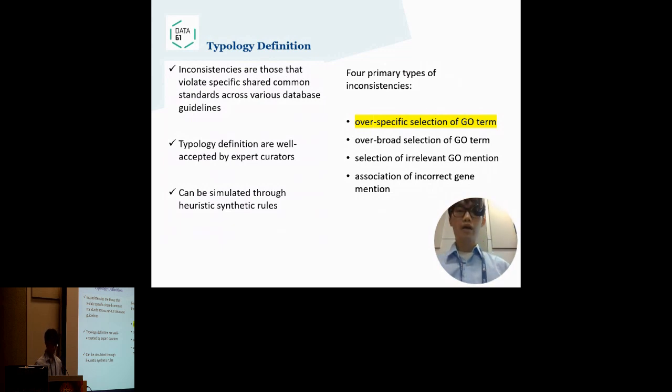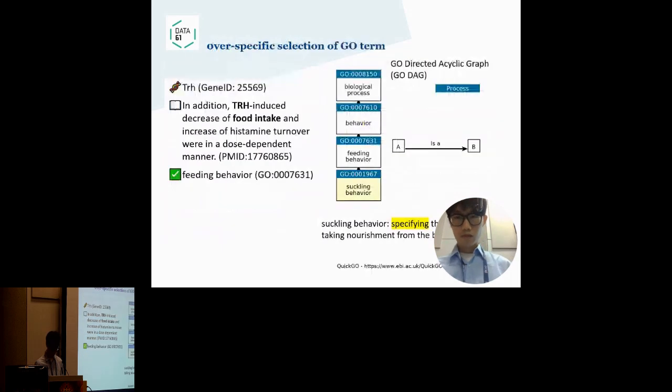So as a solution, we opt to define inconsistencies as an instance that violates specific curation guidelines. And in total, we define 4 types of inconsistency. The definition of these 4 inconsistencies is well accepted by expert curators, and I will introduce one type of this inconsistency in detail, which is the over-specific selection of GO term. The over-specific selection of GO term occurs when a selected GO term provides more detailed information, which is not fully supported by the literature evidence.